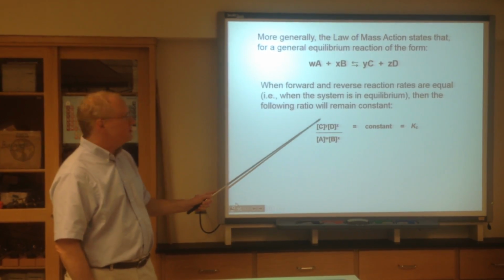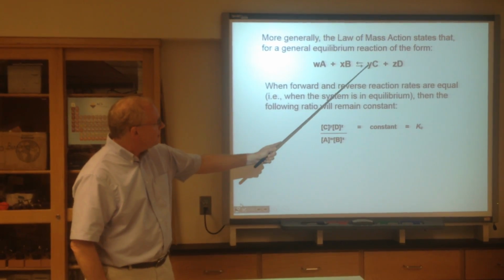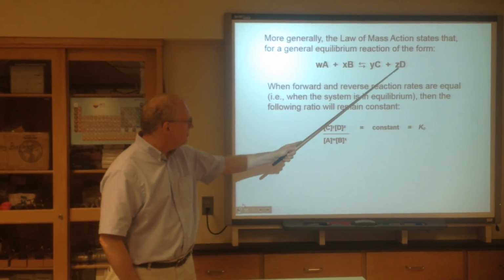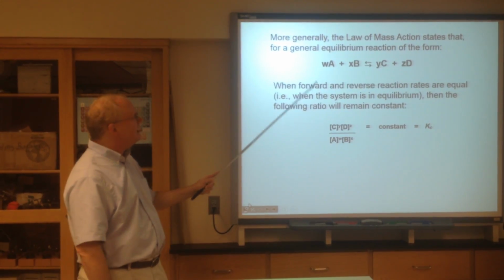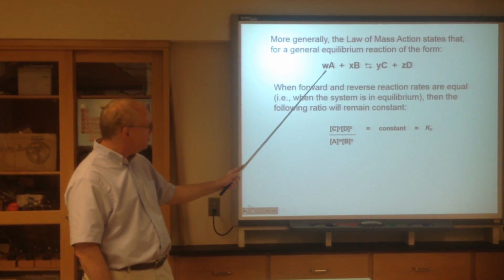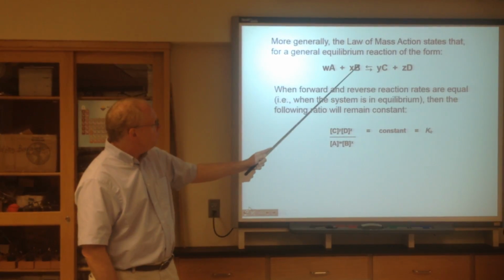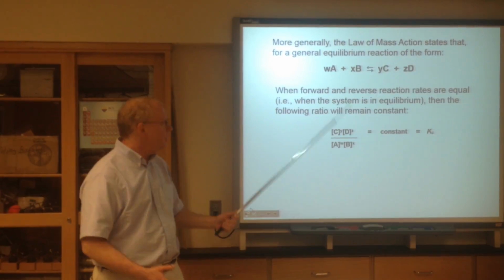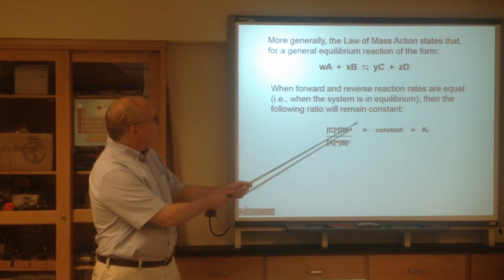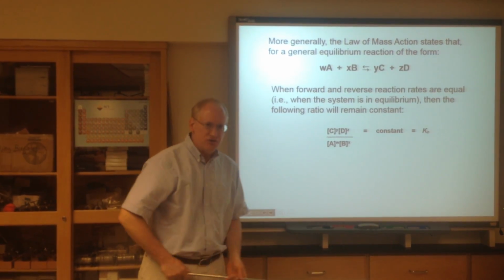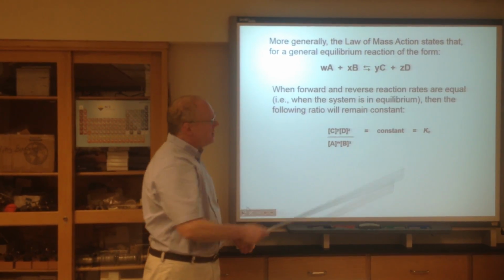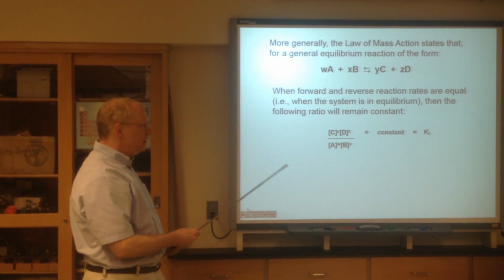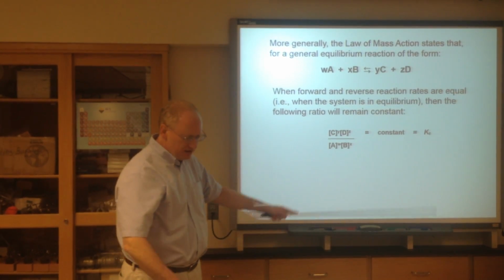So the concentration of C raised to the power of Y, the coefficient of C in the balanced equation, times the concentration of D raised to the power of Z, and then divided by the concentration of A raised to the W power, times the concentration of B raised to the X power. So each of these concentrations is raised to the power of its coefficient in the balanced equation, and this ratio is equal to a constant. And again, that's just the law of mass action for your general chemical reaction, which is known to be in equilibrium. This ratio will be a constant.